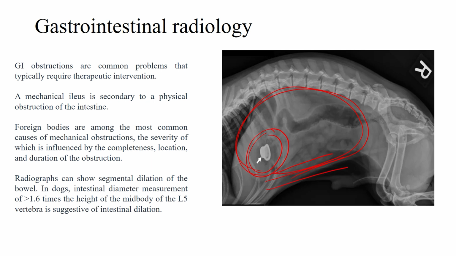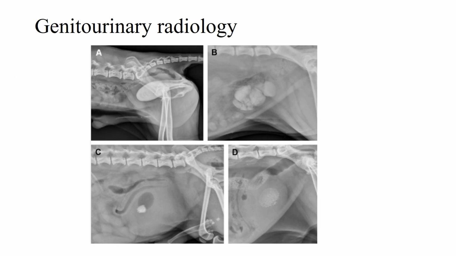The radiograph is showing a segmental dilatation of the region, as you can see here. And in the case of dogs, if the diameter is more than 1.6 times the height of the midline of the spine, or the L5 vertebra, it is suggestive of intestinal dilatation.